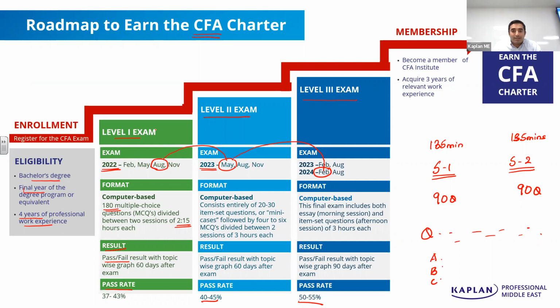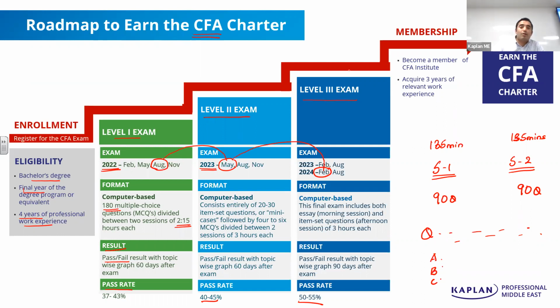Now, Abdullah has a question. Let's say I passed level 1. Does it expire? No, it doesn't expire. You give level 1, and after 10 years you can give level 2. Your account with the CFA Institute is there. There is no expiry to what you've cleared.